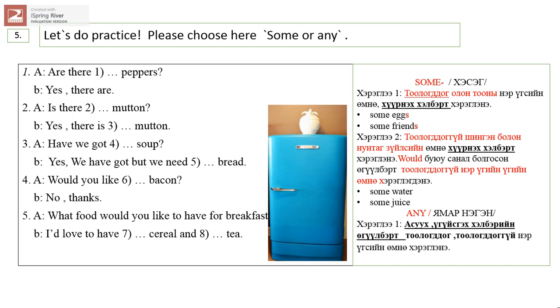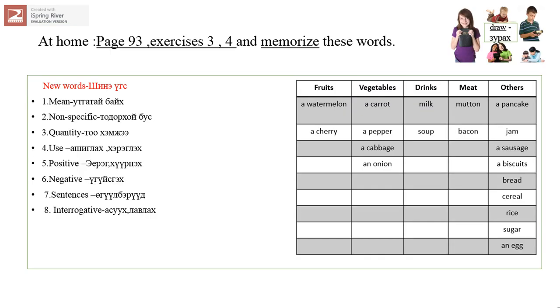Okay, my students, see this and remember why we used these words, some and any, in these sentences, alright? At home, page 93, exercises 3 and 4, okay? And memorize these words.